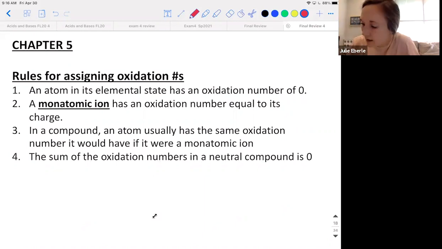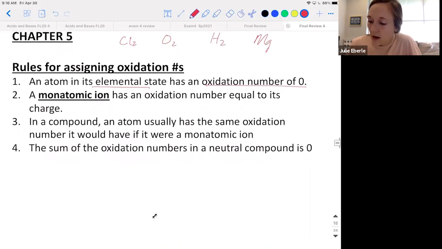Okay, an atom in its elemental state, what does that mean? Something by itself. When you have something such as chlorine or oxygen or hydrogen or just something even plain by itself, magnesium, it's by itself. It's in its elemental state. It's not charged. It has an oxidation number of 0.